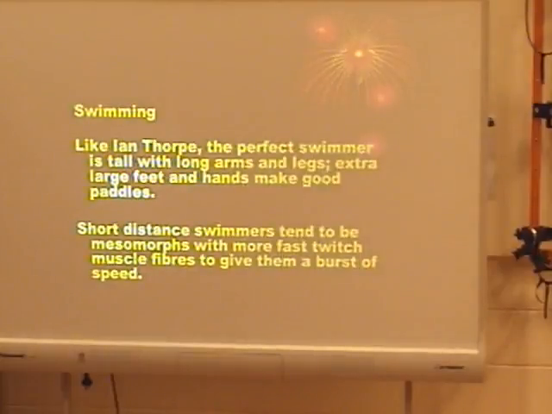Swimming like Ian Thorpe, he was the perfect swimmer with tall, long arms, and he had large feet and hands that help propel him in the water. The short distance swimmers tend to be more mesomorphic, so muscular in structure with the fast twitch muscles, quite like short distance runners, who need to be highly mesomorphic. So it gives them the burst of speed.